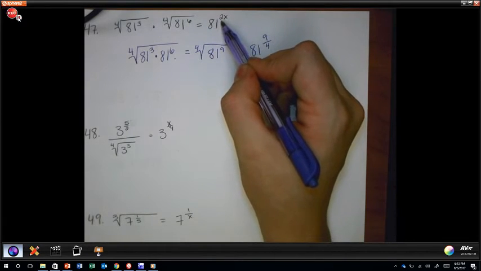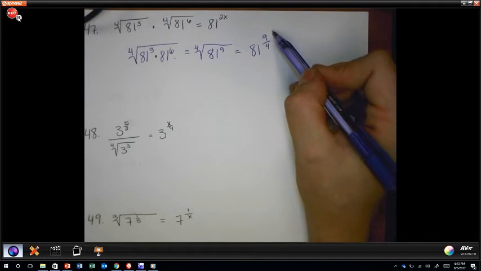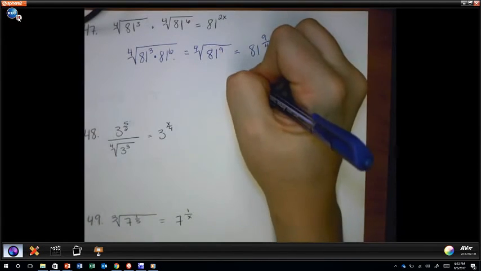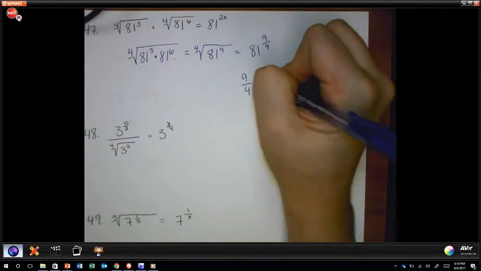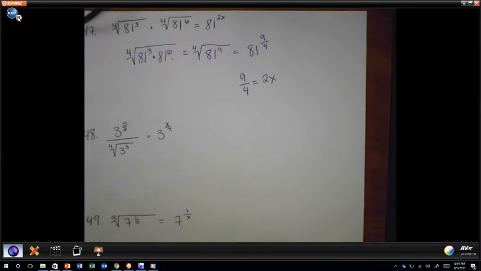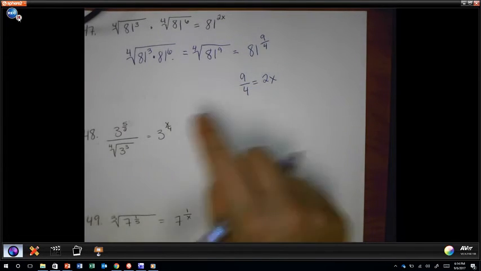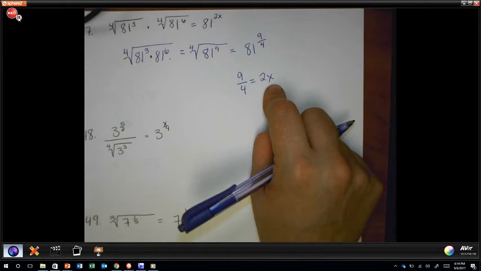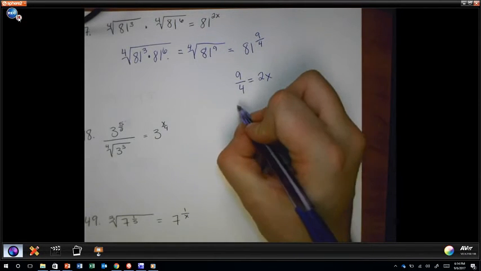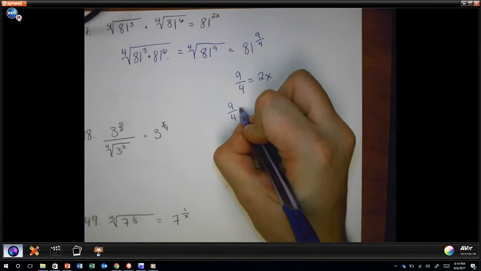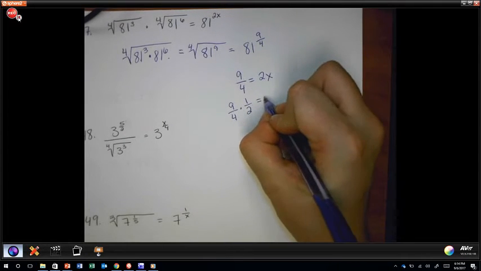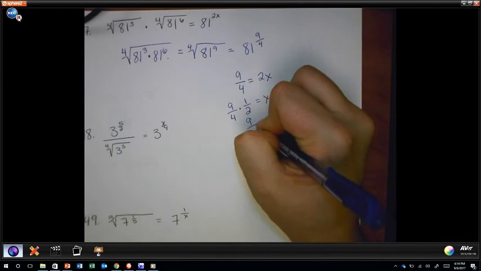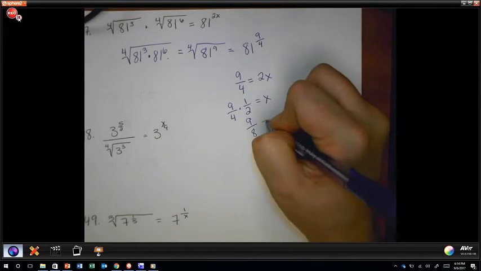What can I multiply by 2 in order to get me 9/4? You can set up an equation and solve for x, which means I will divide this fraction by 2. Dividing by 2 is the same as multiplying by 1/2, or taking half of something. So I should get 9/8 is equal to x.